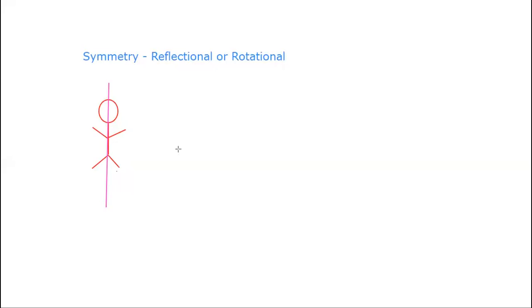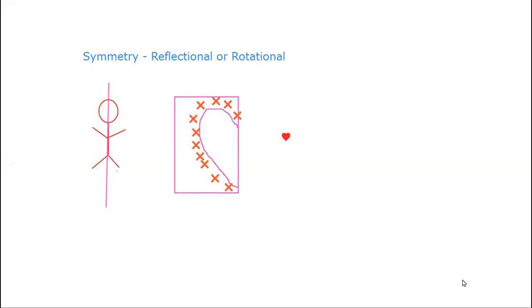We had identical halves. Another time you did this in school, and you may still do it now, is when you take a piece of paper and you fold it. And then on the side of the piece of paper, you draw a heart, and then what do you do? You cut that heart out around the edge, and then you unfold it to make a perfect heart. That is another example of reflectional symmetry.